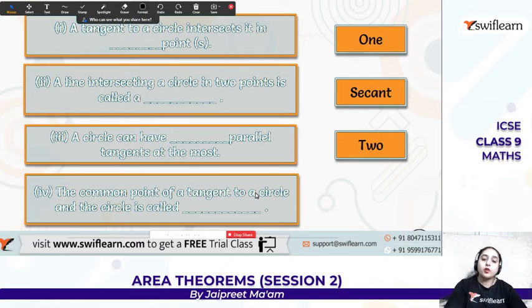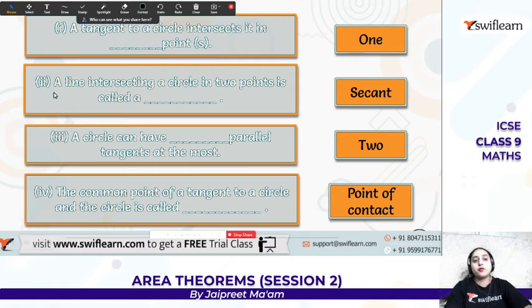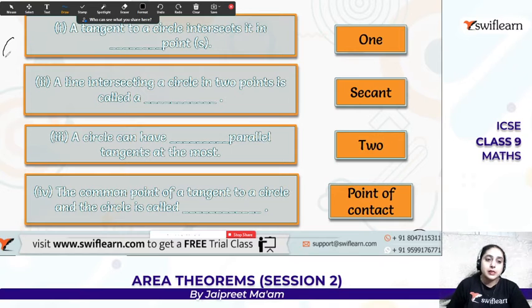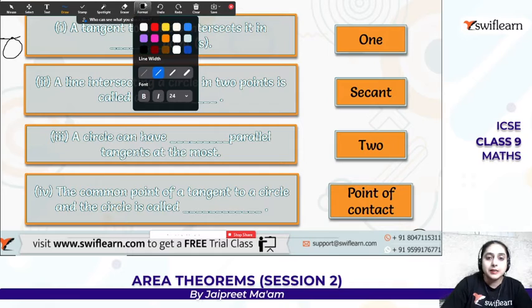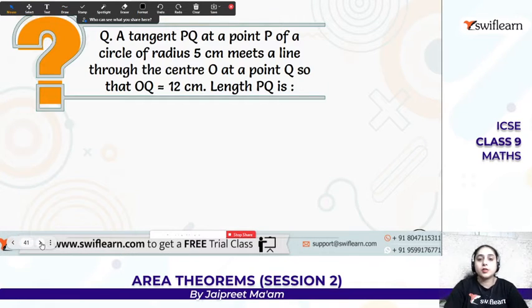the common point of the tangent to a circle and the circle is called a point of contact. Because what is a point of contact? Where one thing is in contact with another, so this point is known as the point of contact. Okay, so this was a quiz.